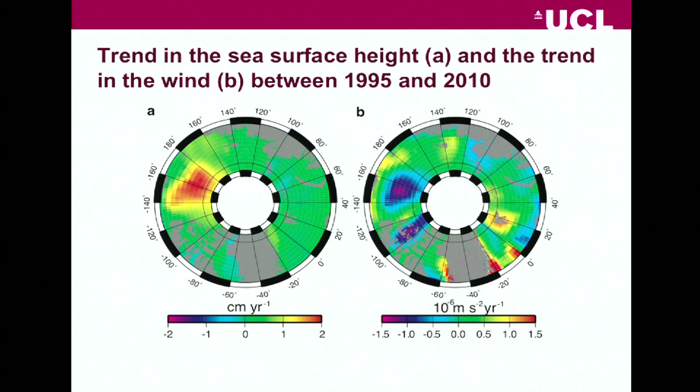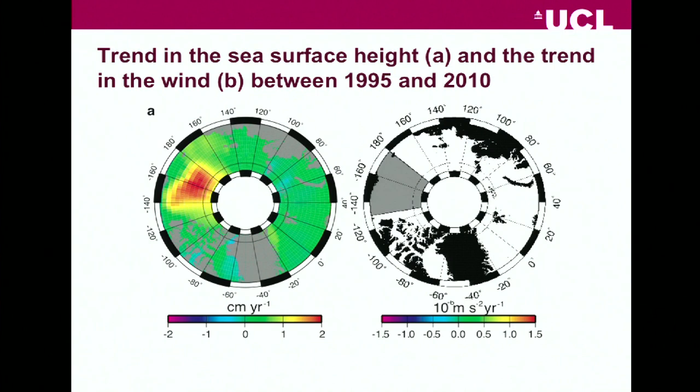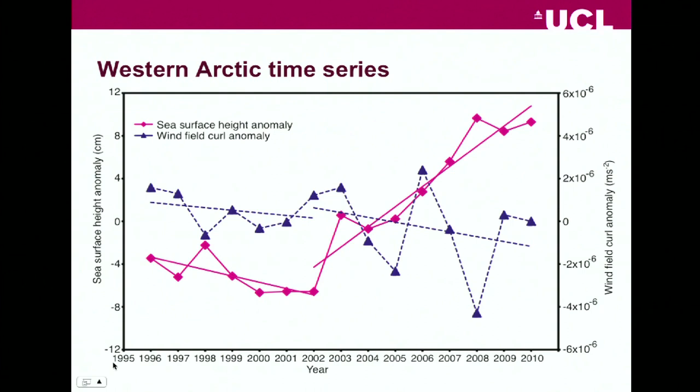However, I wanted to look at this in a little bit more detail. So I decided just to take that Western Arctic region and average over it on a year-by-year basis, and then look at how that rise in the sea surface actually happened on a year-to-year basis. And this is what you're looking at on this graph here. Now, there's quite a lot to take in on this graph. On the axis here, we have the sea surface height, and that's in pink. And then this side here, we have the wind, and that's in blue.